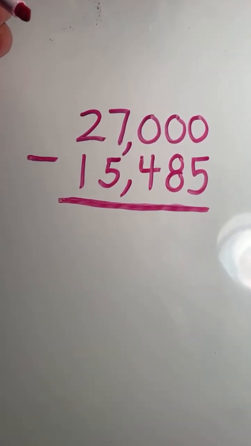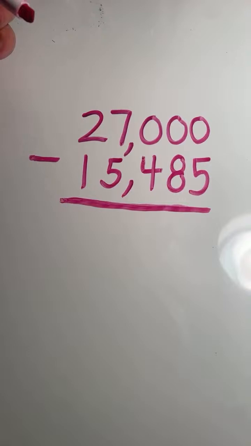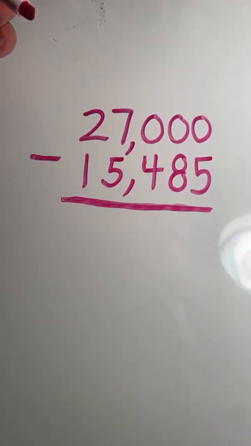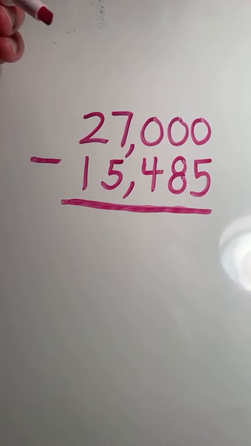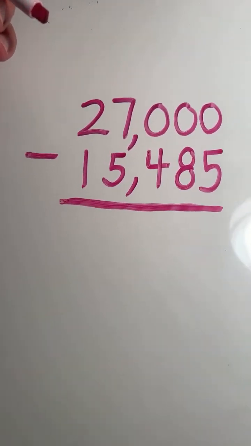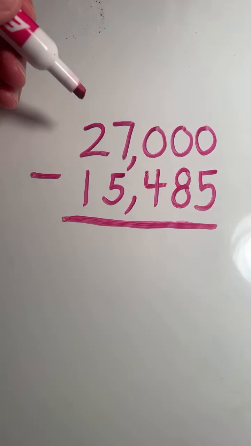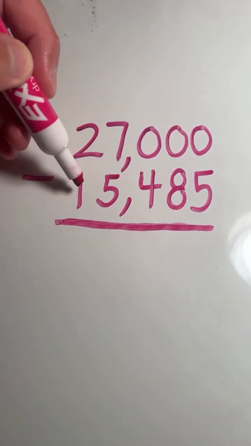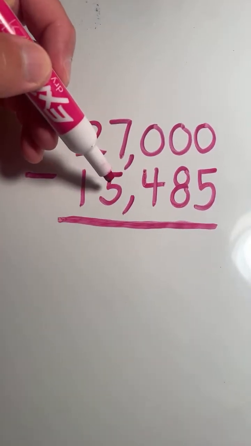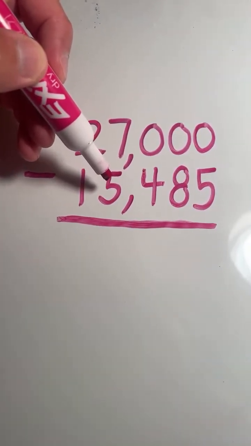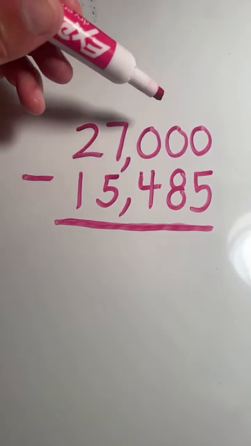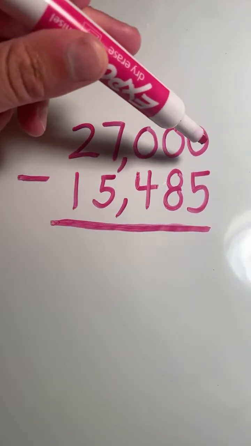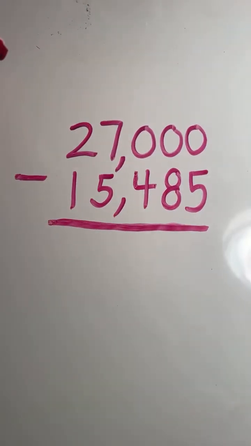Now for subtraction, we regroup whenever there is a bottom digit that is bigger than the top digit. So before we subtract anything, our first step is to see if regrouping is needed. So I'm going to check here. So we do not need regrouping in the 10,000s place. 2 is bigger than 1. 7 is bigger than 5. We do not need any regrouping in the thousands place. In the hundreds place, in the tens place, and in the ones place, we will need regrouping.